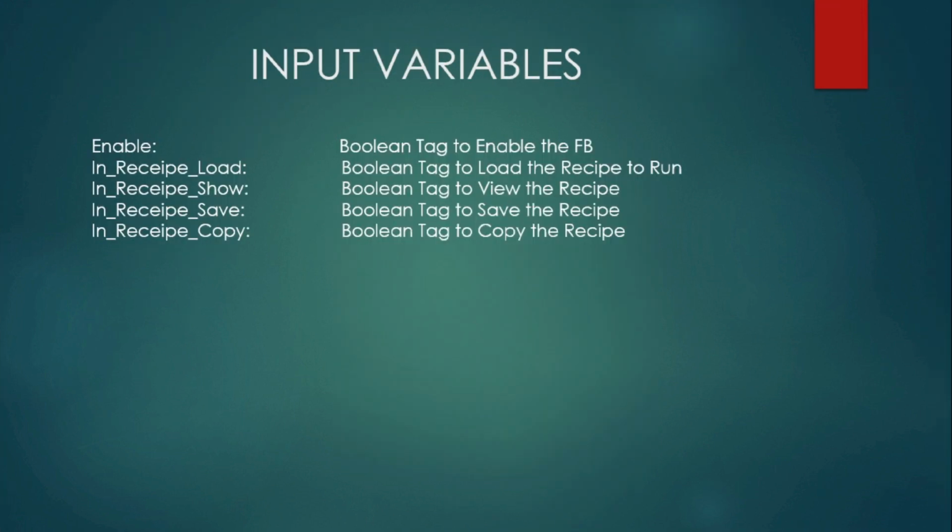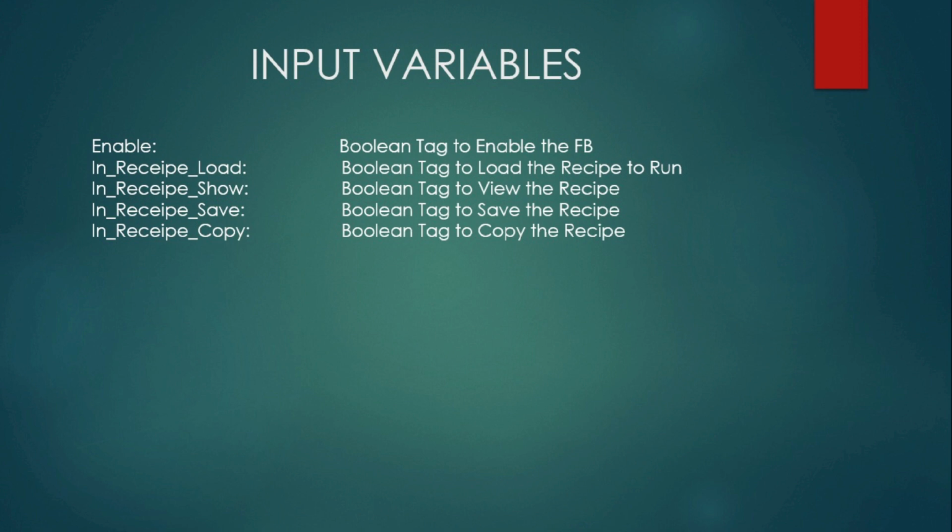These are the input variables of the function block. Enable is used to enable the function block, the recipe load button will be used to load the recipe. The show button will show the recipe variables.